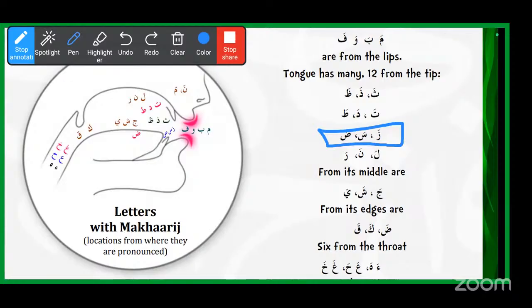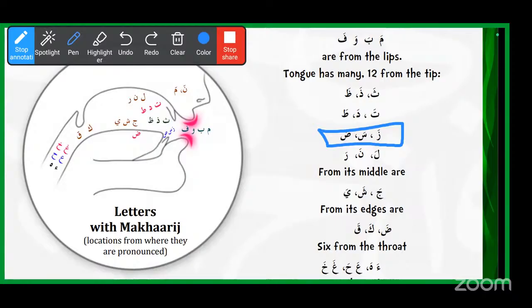Or the letter Sod, no impact of tongue, right? So these are continuous sounds. On the contrary, the sounds of all the other letters that we have discussed before have impact. They are produced with impact.